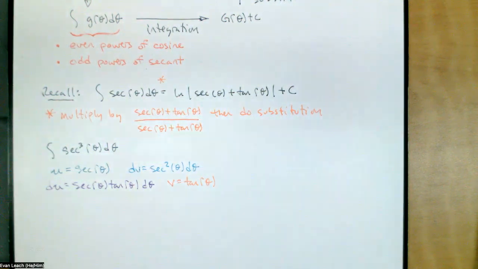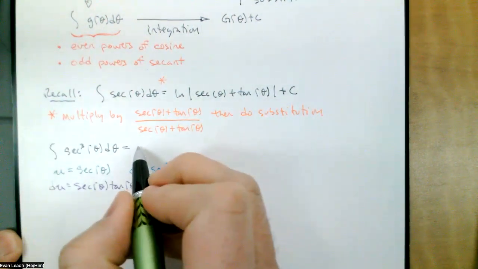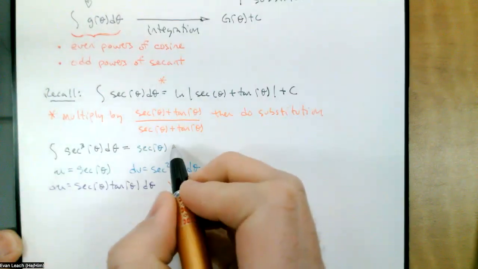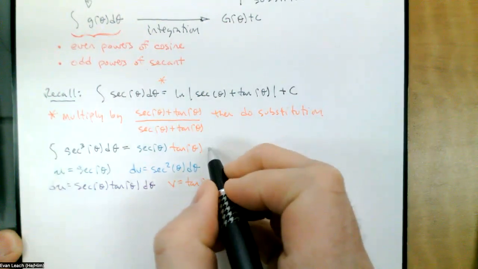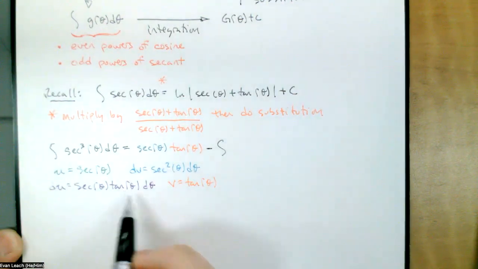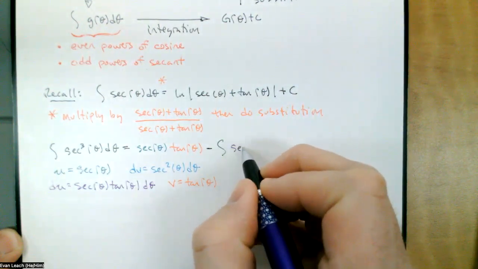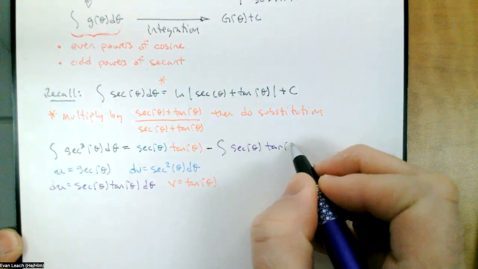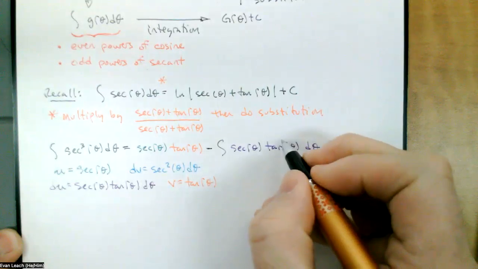Now that we've got our 4 parts, we put them together in the parts formula. So we're going to have uv, or secant theta tangent theta, minus the integral of v times du. So I have secant theta tangent theta times tangent theta. So that's going to give us a tangent squared theta. So we'll have secant theta tangent theta d theta times another tangent of theta, which will give us a tangent squared theta.